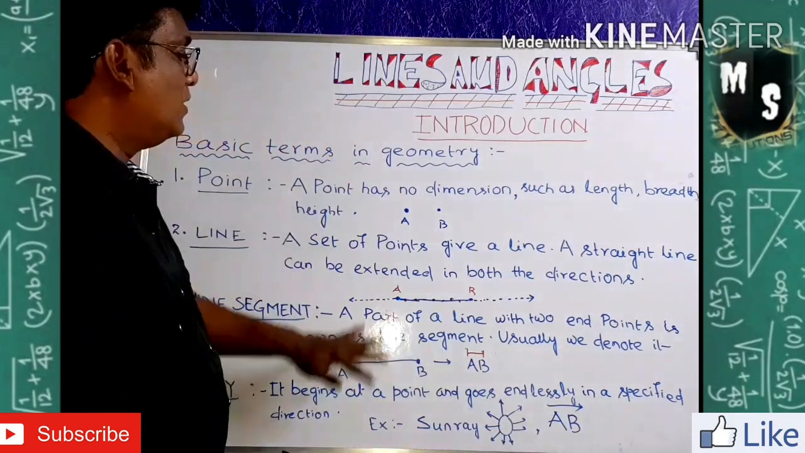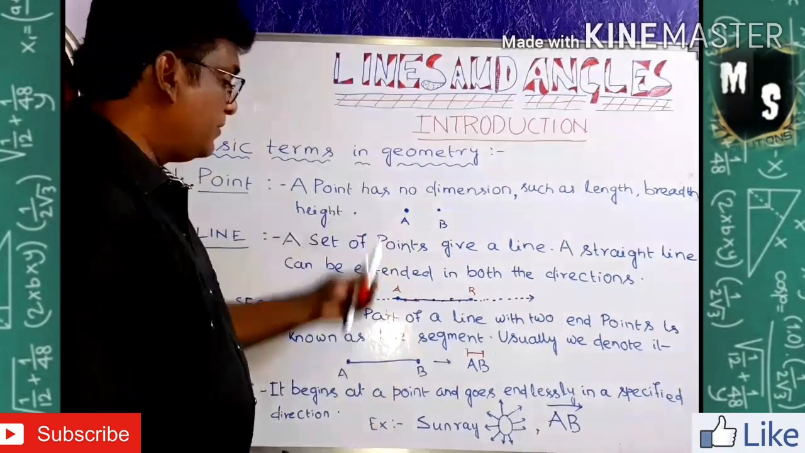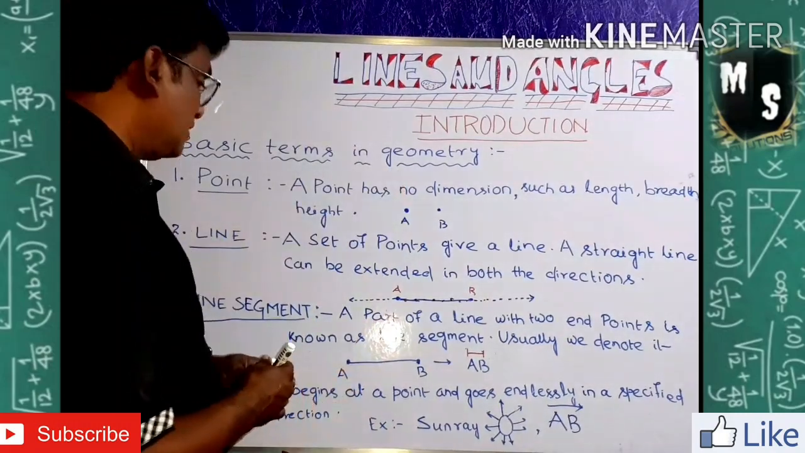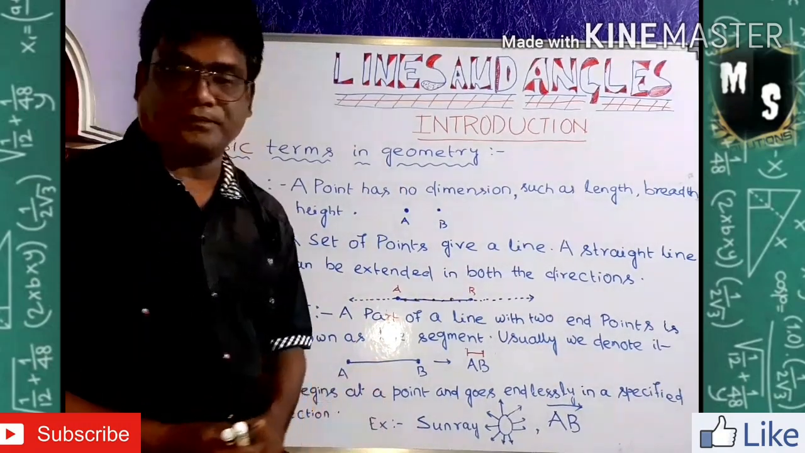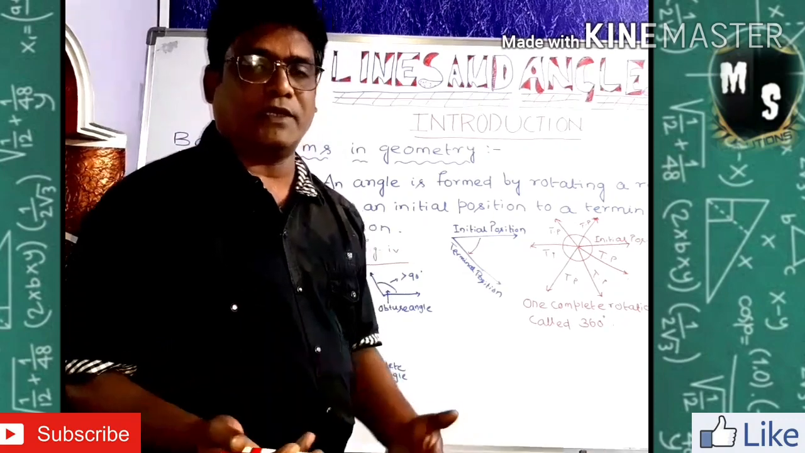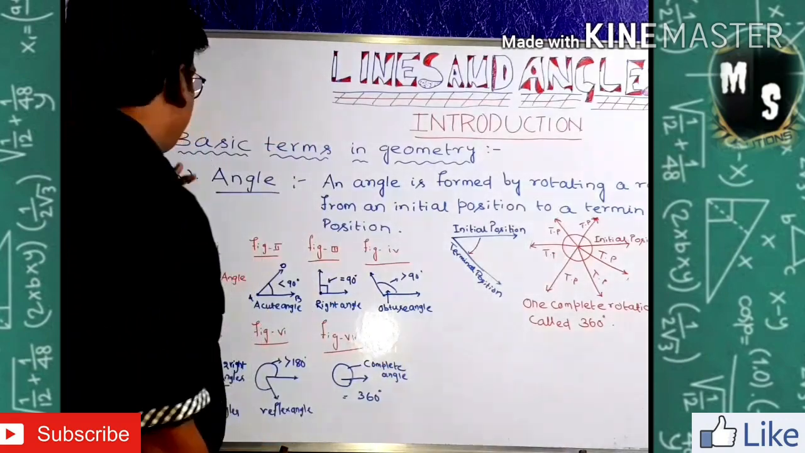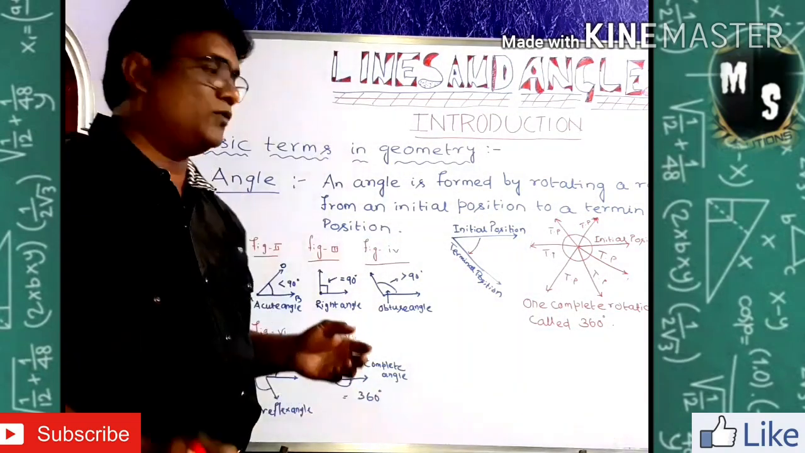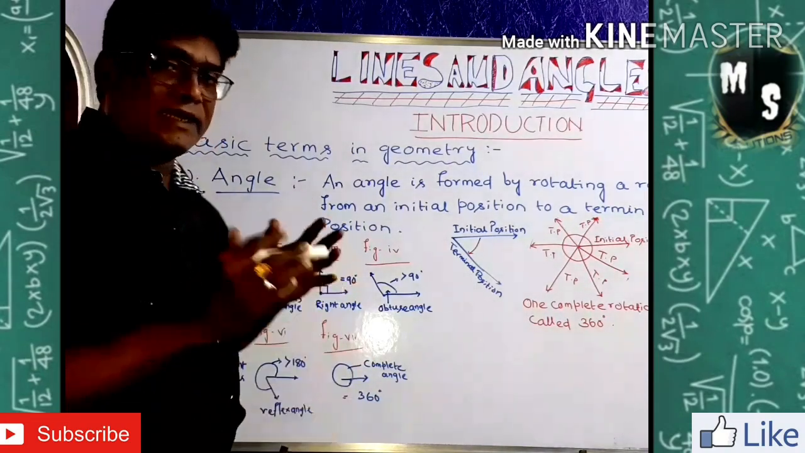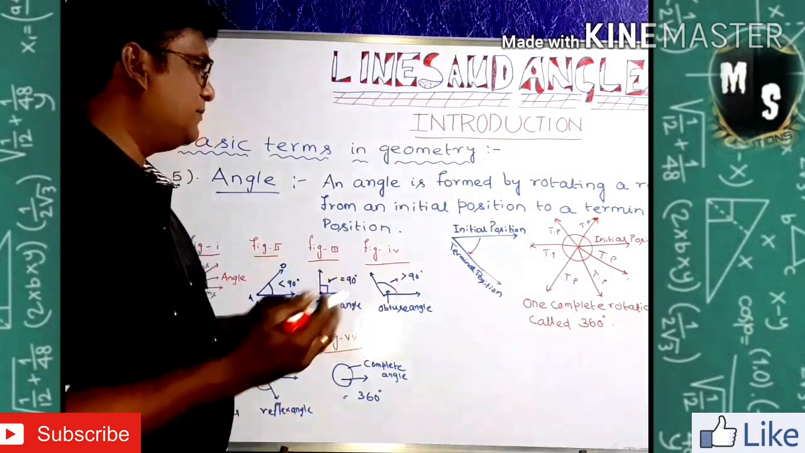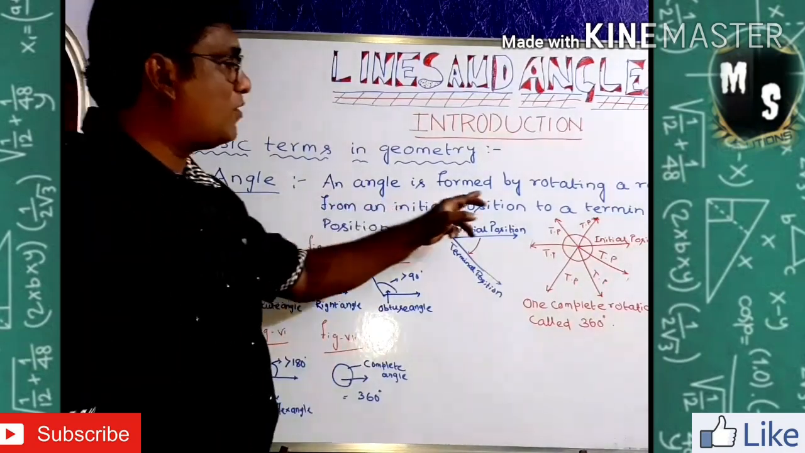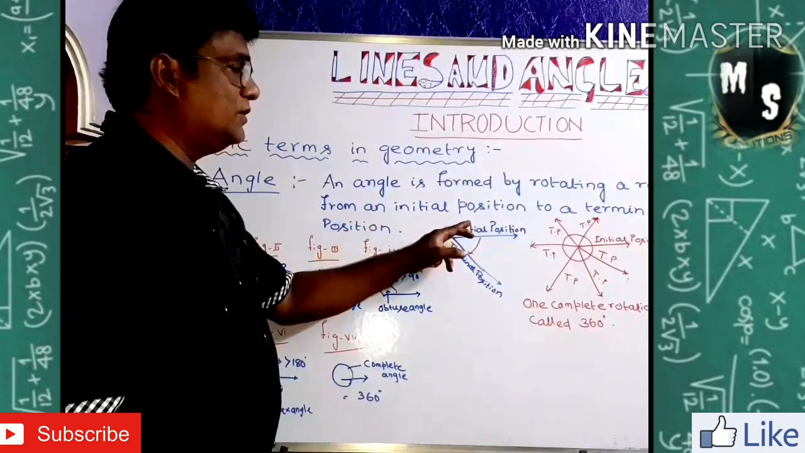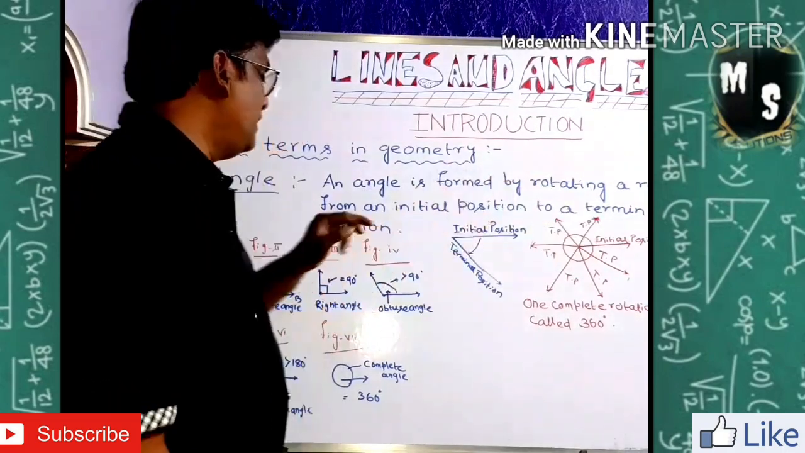So these are all the reminders of your previous basic terms in geometry, and some others are there which I am going to say now. Now come to the next part. The next part is the basic terms in geometry. The 5th one is an angle. What is an angle? Everybody knows what an angle is. Let me explain it. An angle is formed by rotating a ray from an initial position to a terminal position.